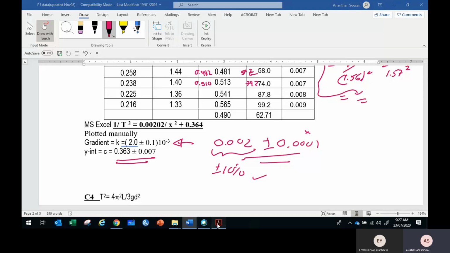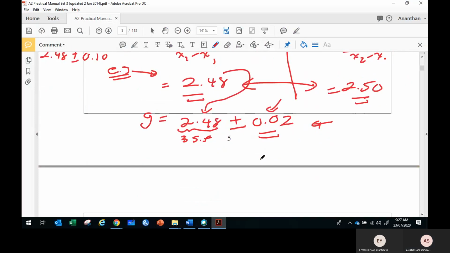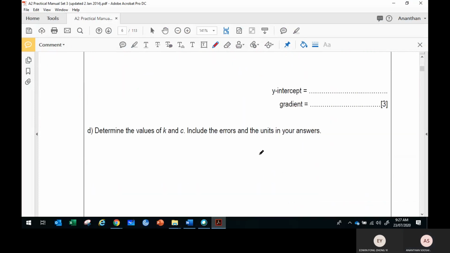Okay, so move on. For the y-intercept and gradient, you can put the unit at the side. It's good practice to always put the unit. But normally marks are not given for the unit of the y-intercept and gradient.